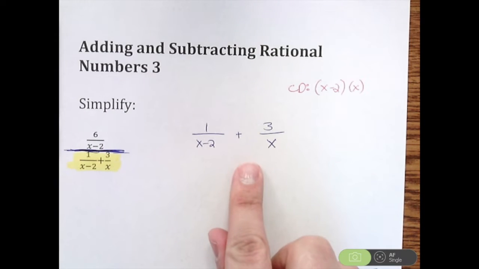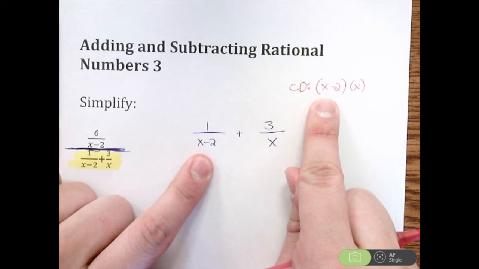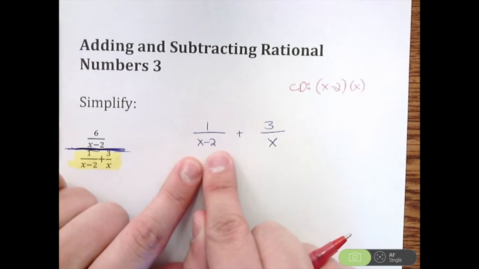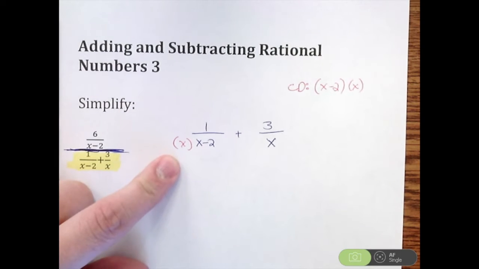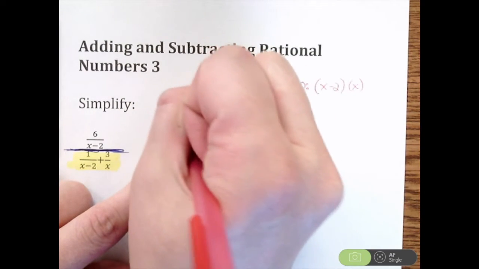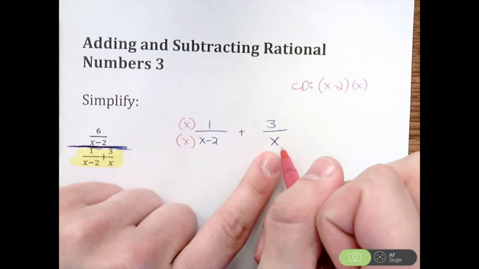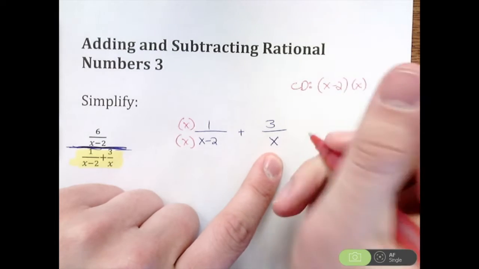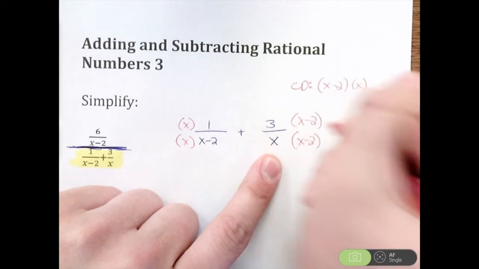Before I can add and subtract again, I need a common denominator. Over here I have an x minus 2, which is part of my common denominator. I also need an x, just a plain old x, which I don't have yet. So I'm going to multiply the bottom by x. But if I multiply the bottom by x, I've got to multiply the top by x. And then over here I have 3 divided by x. I have that plain old x piece that I need for my common denominator. I'm just missing that x minus 2, so I'm going to multiply the bottom and multiply the top.